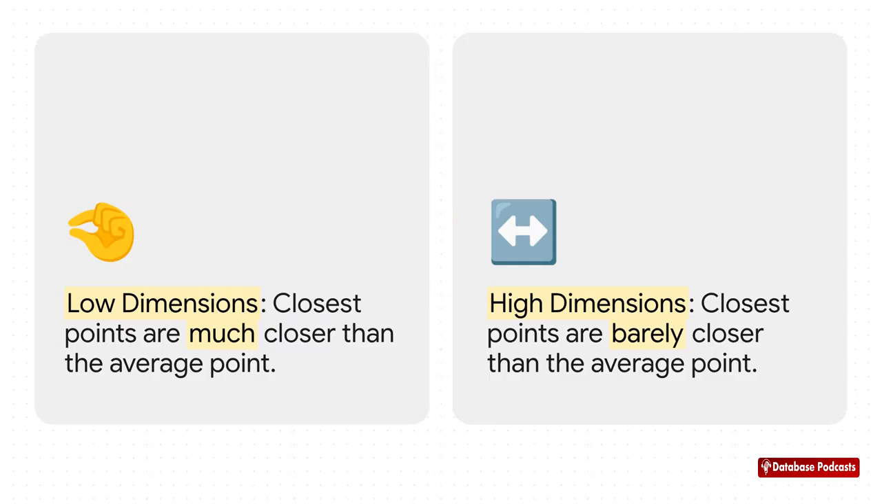Think about it like this. In a low-dimensional space, like a simple 2D chart, your nearest neighbor is usually way closer than some random point on the other side of the graph. The difference is obvious, but as you start piling on the dimensions, dozens or even hundreds of them, the distance to your nearest neighbor starts looking a whole lot like the distance to, well, to everybody else. That gap between closest and average just shrinks and shrinks.